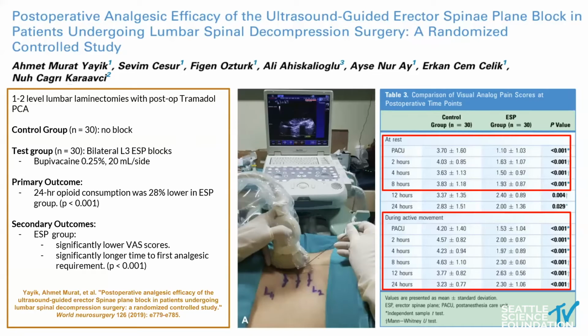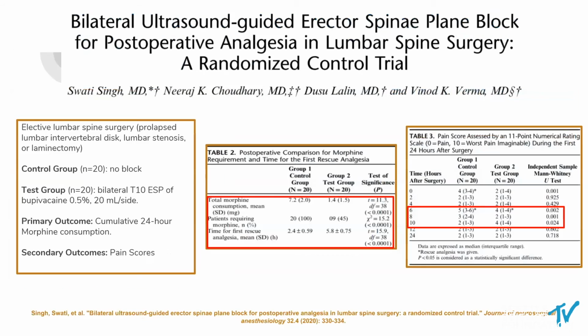The primary outcome they looked at was opiate consumption in the first 24 hours, which was 28% lower in the ESP group. The secondary outcomes they looked at, in terms of pain scores, if you'll follow me to the table on the right side of the screen here: at rest, the ESP group had significantly lower pain scores in the first 8 hours. And with movement, the ESP group had lower pain scores that were statistically significant at every measured time point in the first 24 hours. The ESP group also took longer to receive their first rescue analgesic. So pretty promising from that publication.